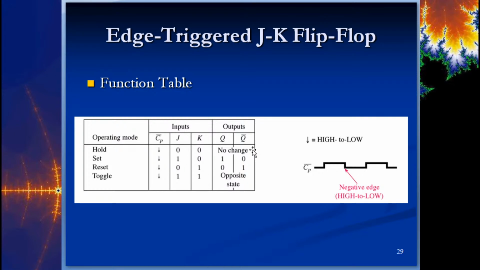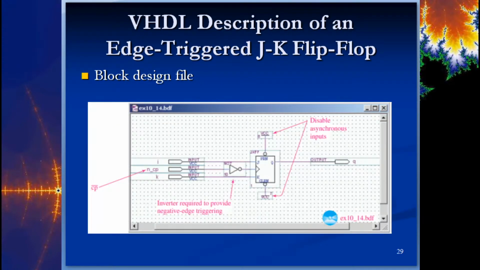So no difference between the SR and the JK for 00, 10, 01, but this new condition here is the 11 condition, and so whatever Q was before, it becomes the opposite. Whatever Q not was before, it becomes the opposite. Okay. So I think Kleitz does a really nice job of laying out how these operate.